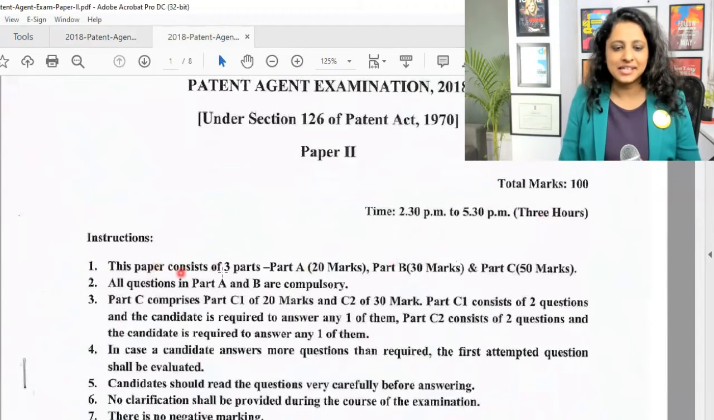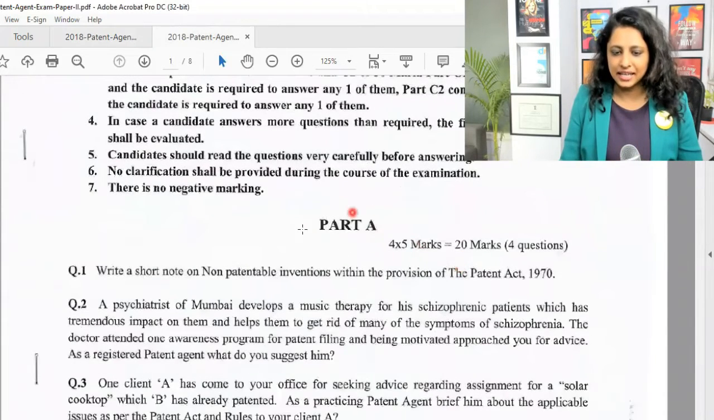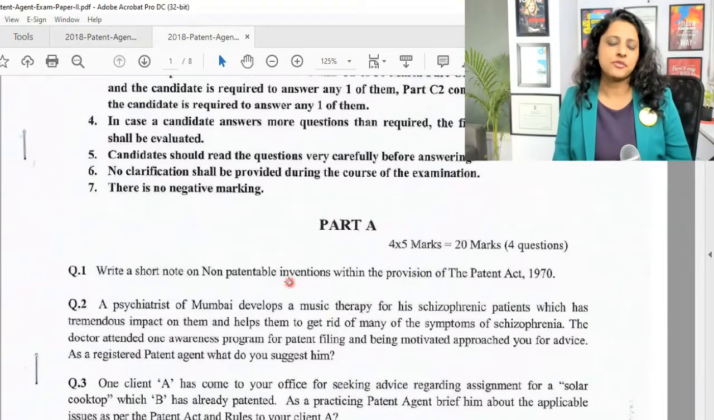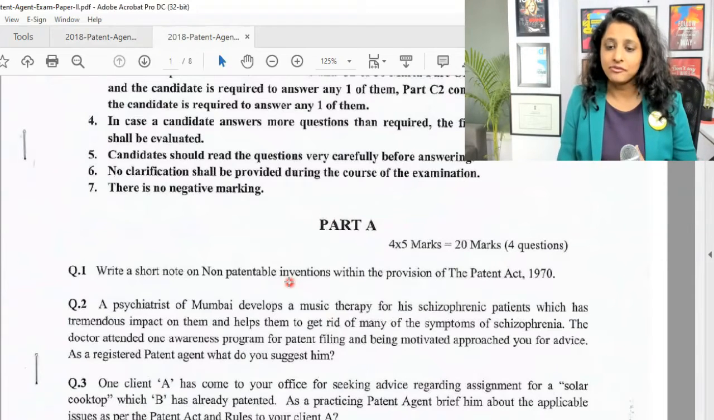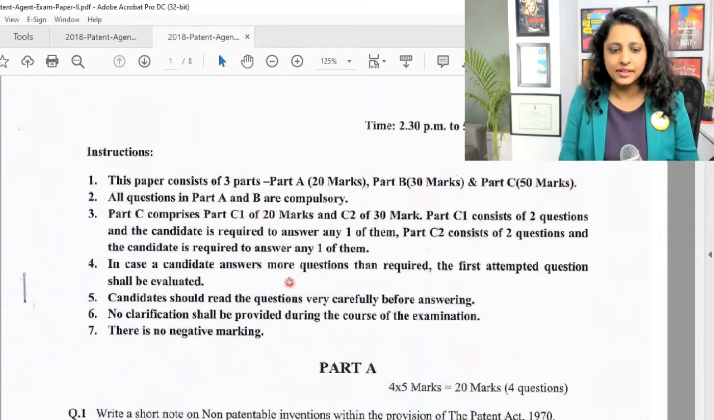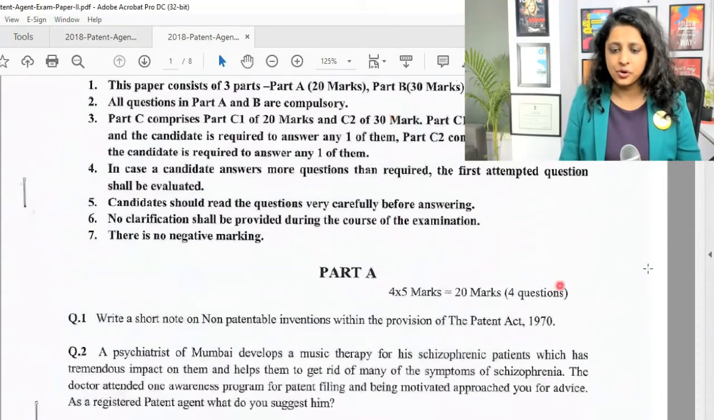This paper is also divided into 3 parts, A, B, and C. Let's talk about each part. Part A has subjective answers. For example, you have to write a note on non-patentable inventions in India. So you have to write about Section 3 of the Patent Act 1970.